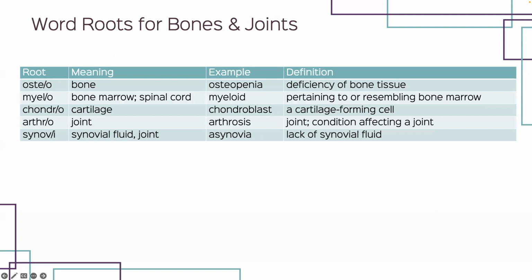And then our word root for bones and joints. So osteo is going to be bone. That's the one that you'll see majority of the time. Myelo is going to be for your bone marrow. Chondro, so a chondroblast, we talked about those. It's that cartilage forming cells. Arthro is for joint, and then synovial is going to be for that synovial fluid. So someone that has asynovia, it just means that they are lacking that synovial fluid.